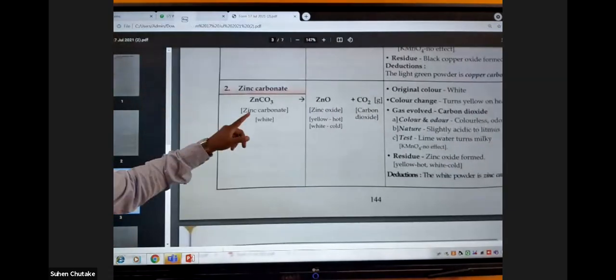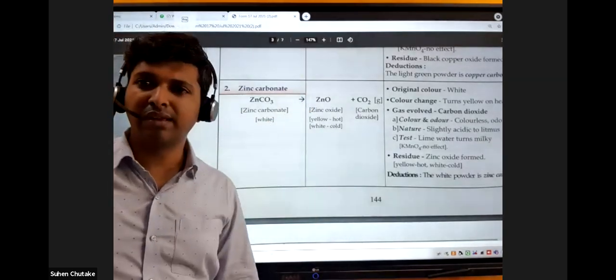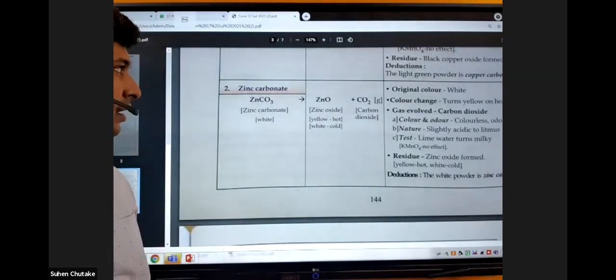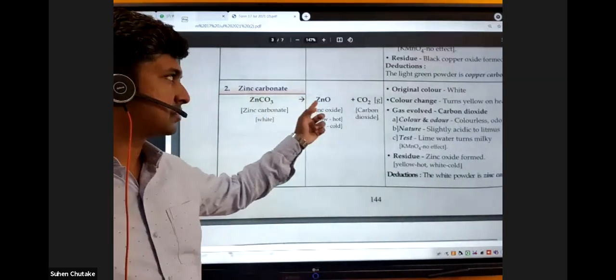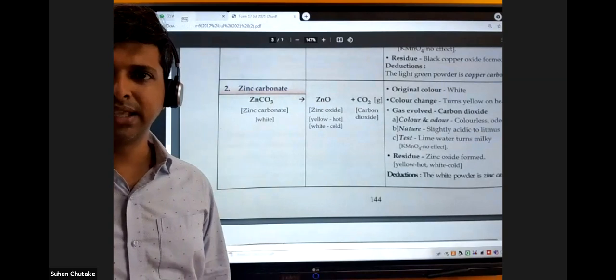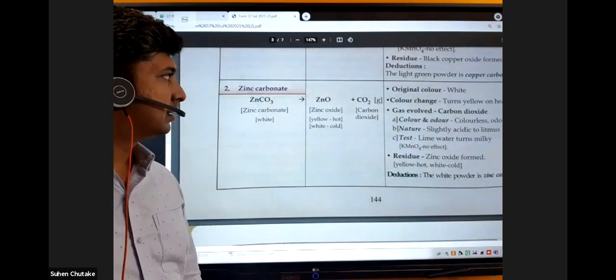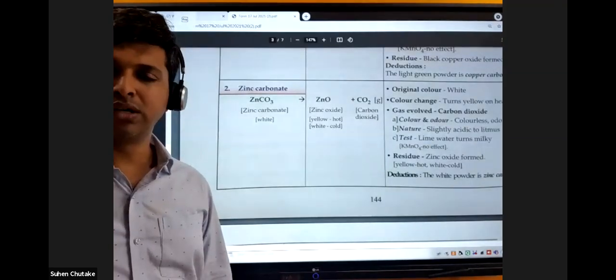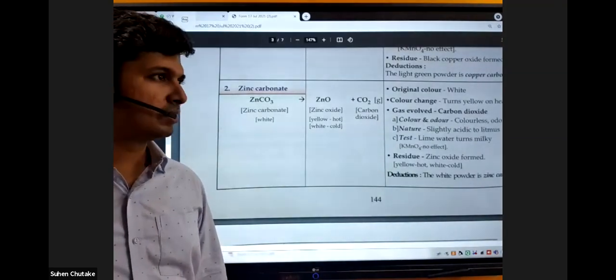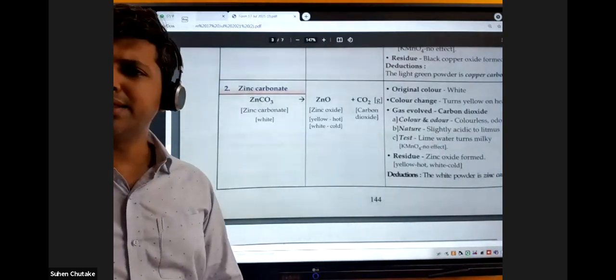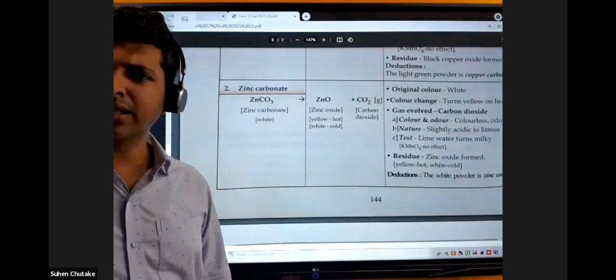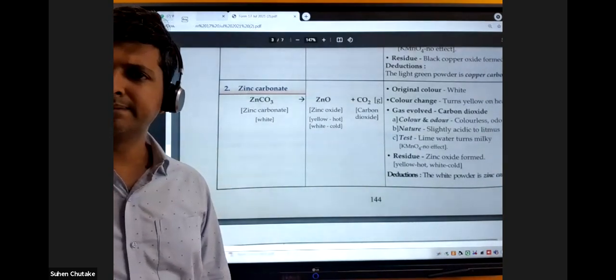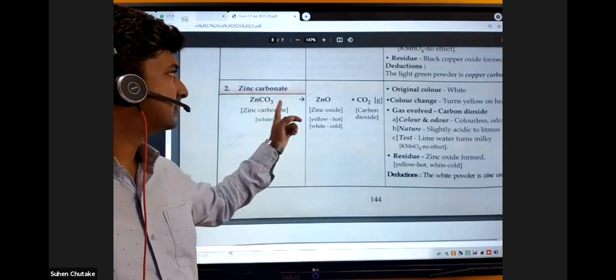Then zinc carbonate is white in color and it will convert into zinc oxide because it's a decomposition reaction, simple decomposition reaction in which we are converting it into ZnO plus CO2. And we also know that zinc oxide is yellow when hot and white when cold. Zinc oxide yellow when hot, white when cold. Right. In this chapter, do we also have the decomposition reaction and all that? No, sir. Okay. So it will split into ZnO plus CO2.